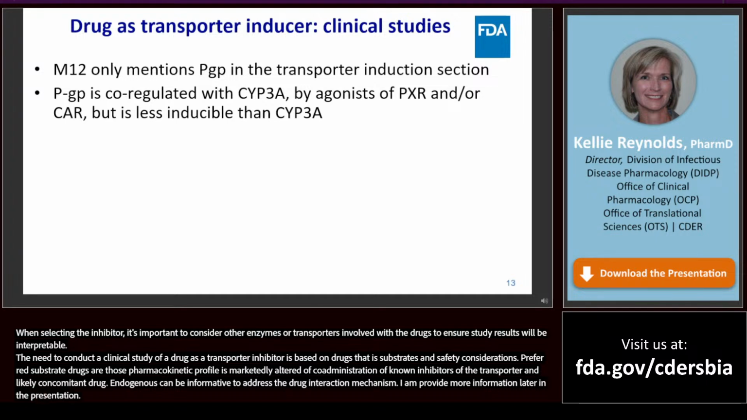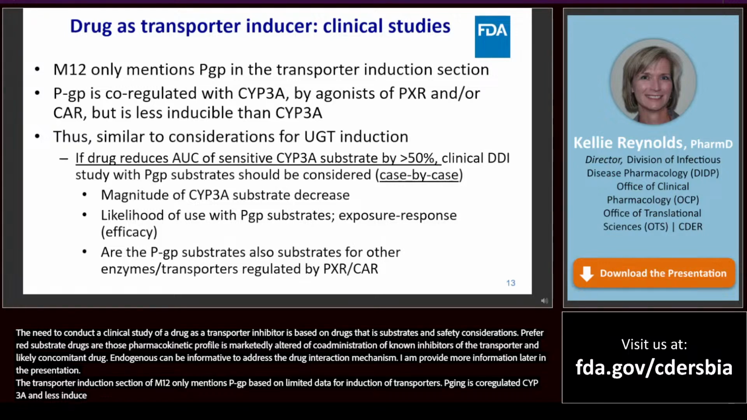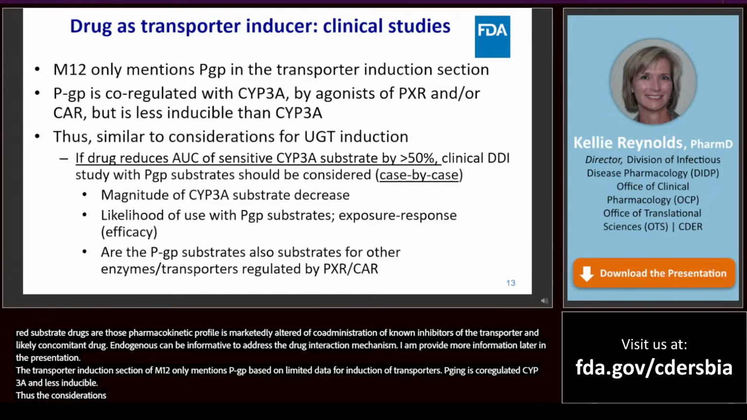The transporter induction section of M12 only mentions PGP based on limited data for induction of other transporters. PGP is also co-regulated with CYP3A and is less inducible than CYP3A. Thus, the considerations for evaluation of a drug as a PGP inducer are almost identical to the considerations for evaluation of UGT induction.